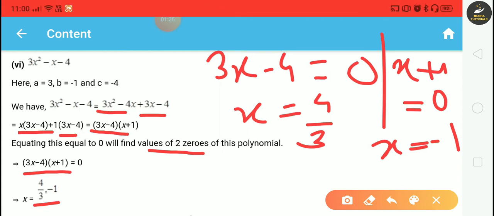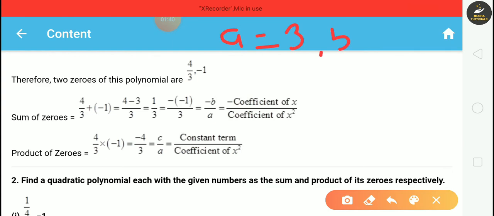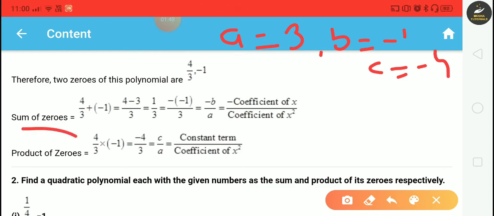Now we'll check the relationship. Now a is 3, b is minus 1 and c is minus 4. So let us check the relationship. Sum of zeros means alpha plus beta, that is 4 upon 3 minus 1. So denominators are different, so we have to take LCM. So after taking LCM we will get 4 minus 3 upon 3. 4 minus 3 is 1, therefore we will get 1 upon 3. Now using minus b upon a, b is minus 1, therefore minus minus plus, so minus b upon a, you will get 1 upon 3. It means relationship for sum of zeros is verified.